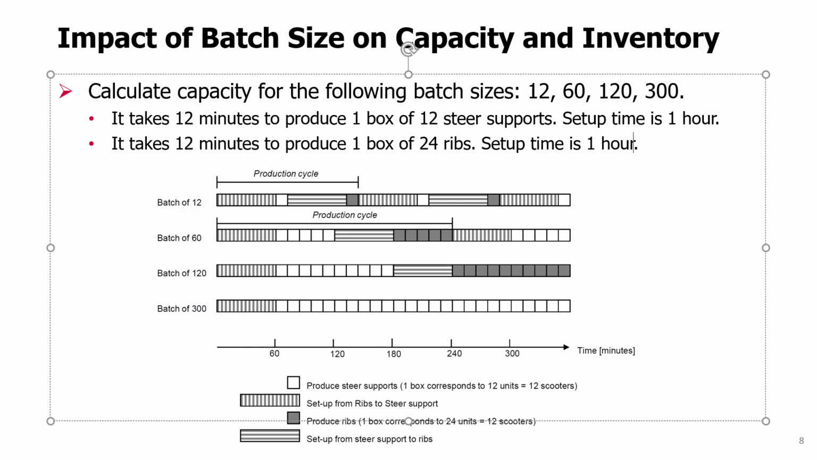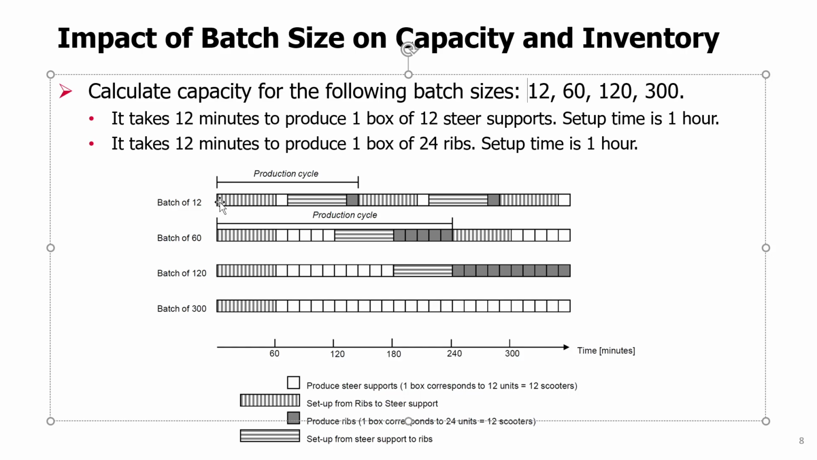This is not always going to work, but here it is going to work. This is one box, this is 12. This is 5 boxes, this is 10 boxes, and this is 25 boxes. So in this case, if we were to produce in a batch size of 12, what would happen?